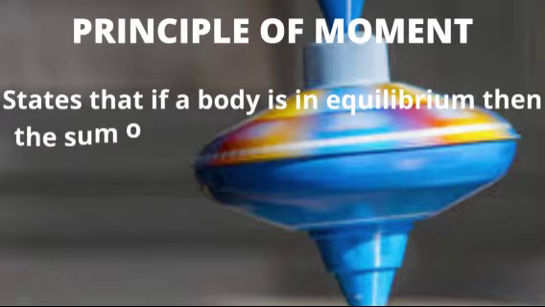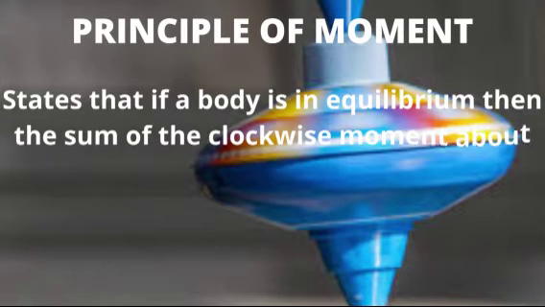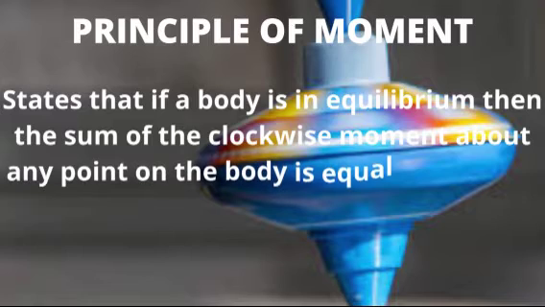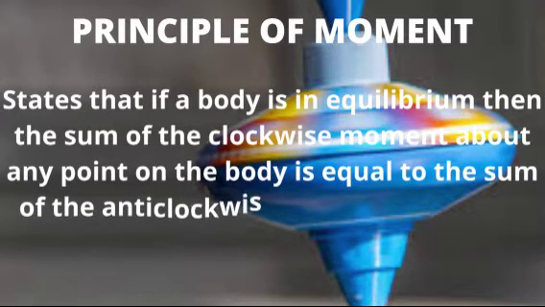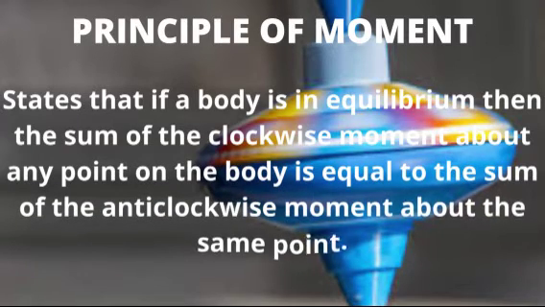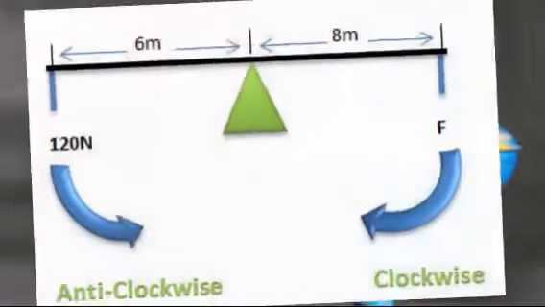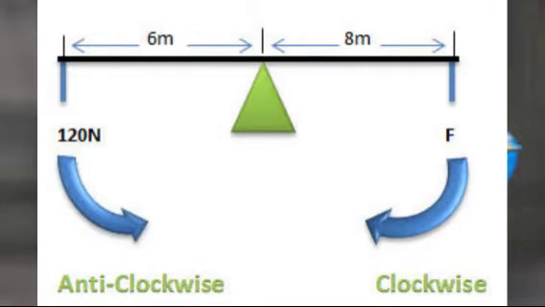And then we'll go to the principle of moment. This principle states that if a body is in equilibrium, then the sum of the clockwise moment about any point on the body is equal to the sum of the anticlockwise moment about the same point. Just as we have explained, when we talk of moment, we're talking of the turning effect of a force on an object or at a point.